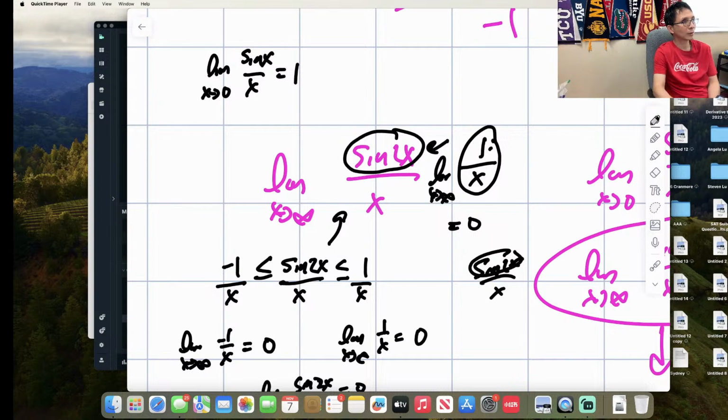Asking if it's different if it's sine 2x over 2x, it's still the same. What do you think? It's going to be the same, because it doesn't matter if this is 2. Does it matter? It's actually going to 0 way faster if it's 2.